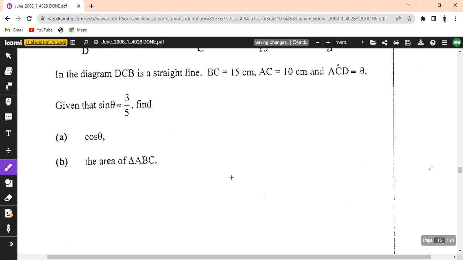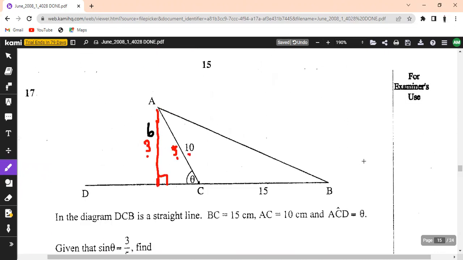Okay, so we are to calculate cos theta. As you can see, cos theta is the adjacent, and this is your adjacent here, over the hypotenuse. So you need to find the third side. How can we find the third side? We can use our Pythagoras theorem. Remember, to calculate the third side, apply your Pythagoras theorem, 3, 4, 5. So this one is going to be 4 here, okay?